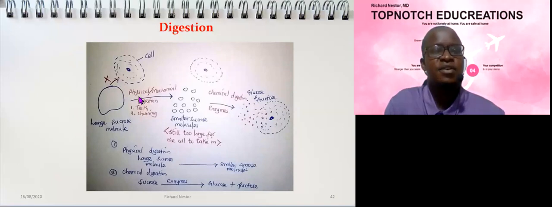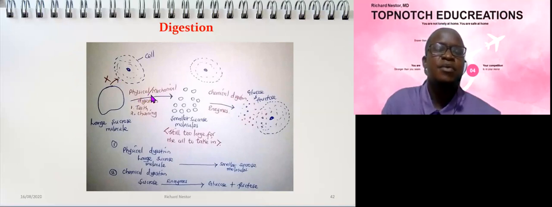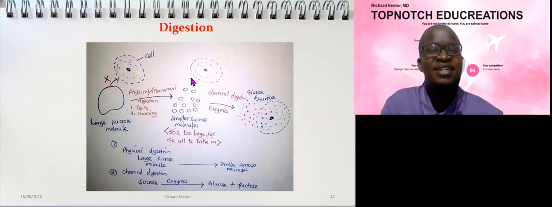So physical or mechanical digestion will take place. It is broken down into smaller sucrose molecules by the action of the teeth. And once this happens, we have smaller sucrose molecules, yes. But still, they are too large to be taken in by the cell. So what this implies is there is still need for us to have the sucrose molecules broken down into smaller molecules which can be taken in by the cells.